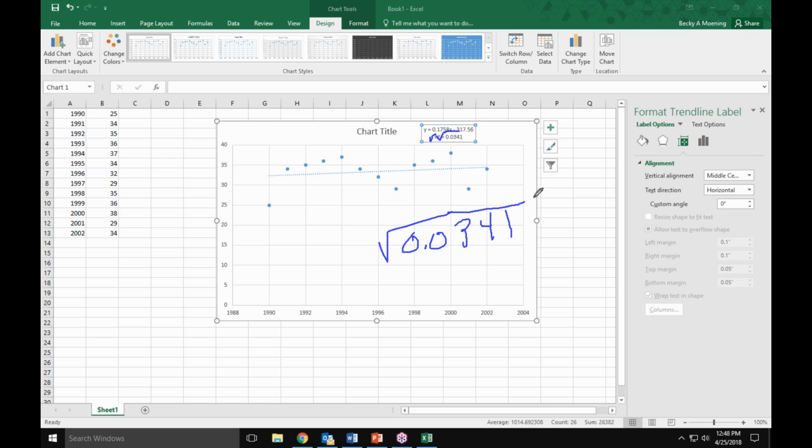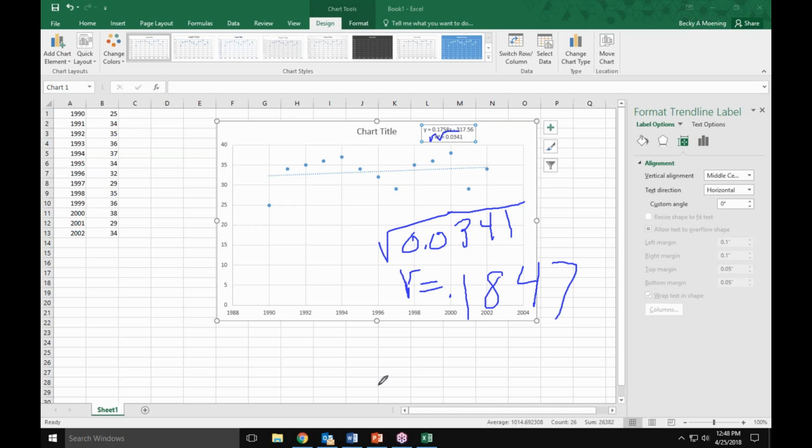0.0341 square root. So our R value is 0.1847. I would say there is pretty much no linear correlation between mice in my basement and the years after 1990, because that is a super small value of R.